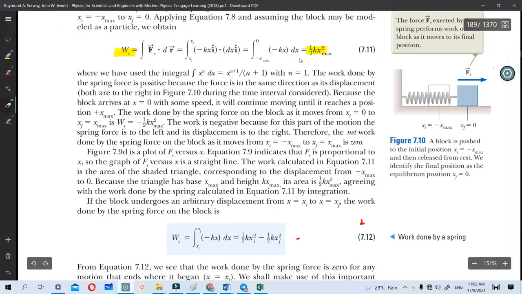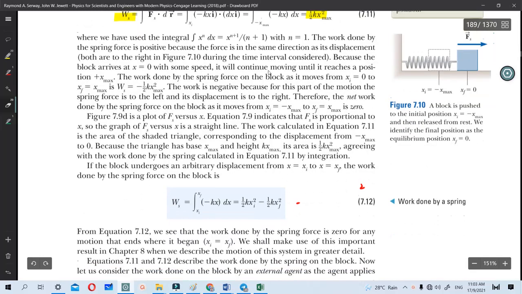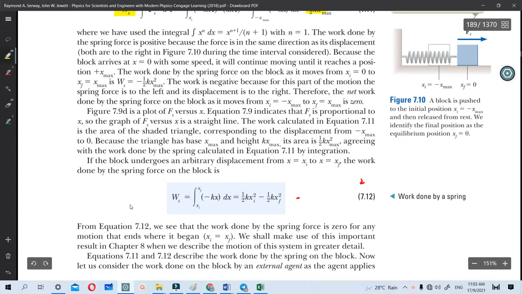Now, even though we tend to write half kx squared as a singular expression, we might get a little bit confused when there is a displacement, right? In the derivation, they put the final position at 0 and the initial at the negative x maximum, right? So when we generalize that equation, let's say the motion has initial and final limits. In that sense, we will see something a bit different here.